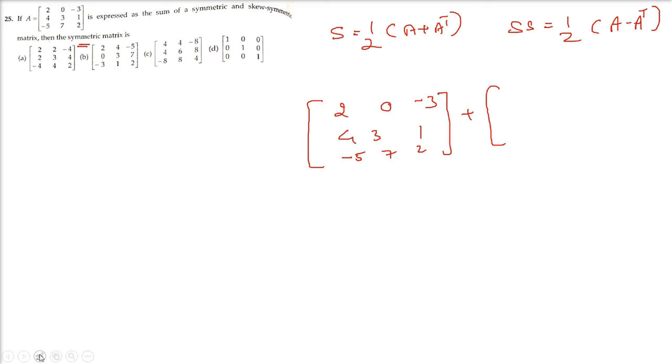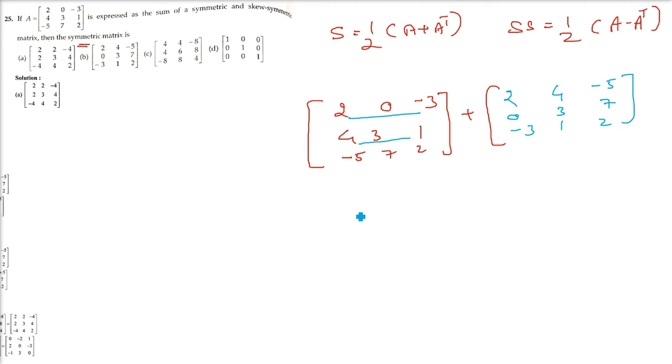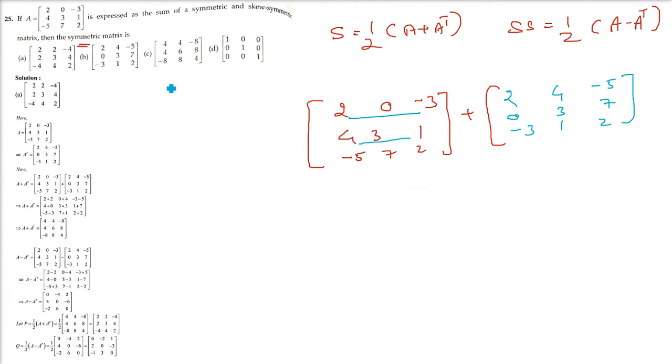Row will become column. So 2 0 minus 3 will become a column, 4 3 1 will become a column, and minus 5 7 2 will become a column. Now just add it, and then divide it by 2. That will be your answer. You can do all this, because this is a multiple choice question, so the answer will be what is being asked. But the whole procedure is like this.